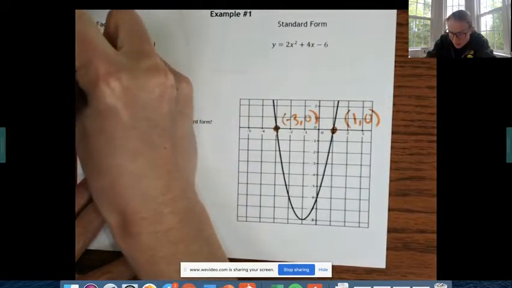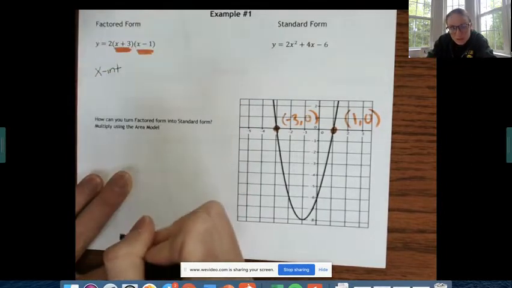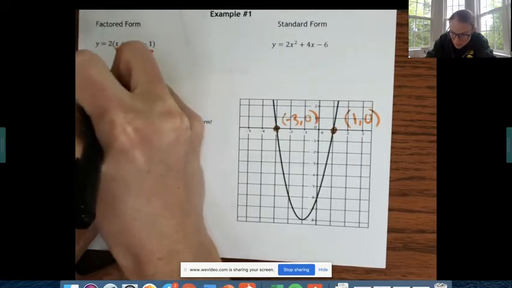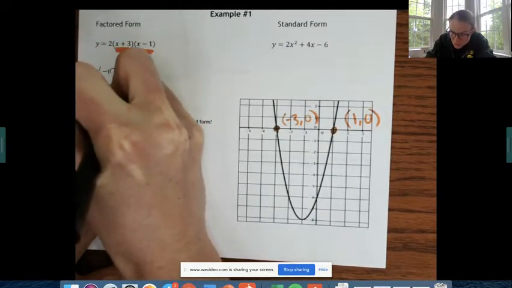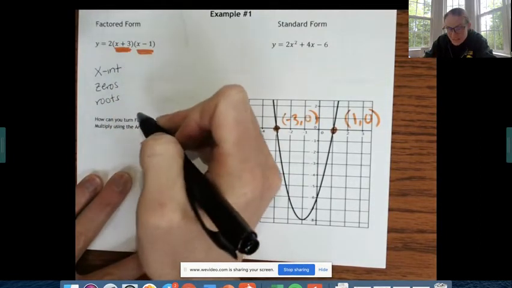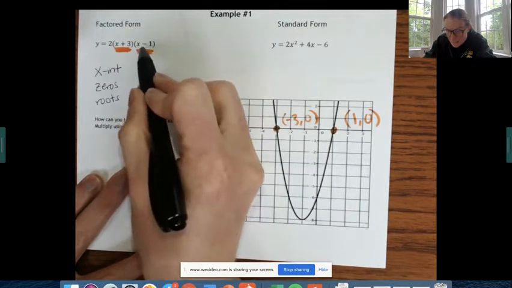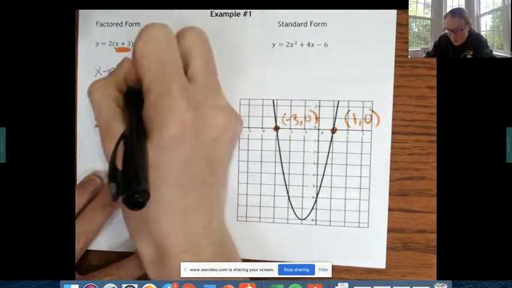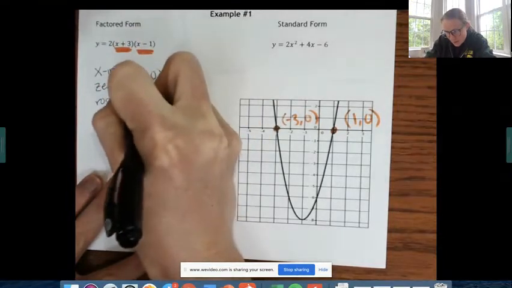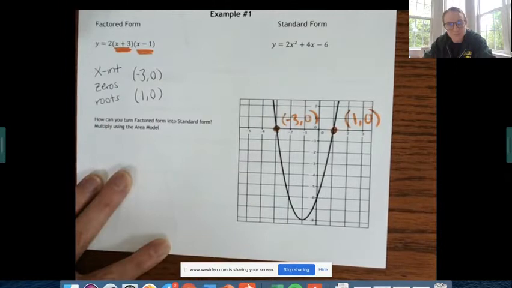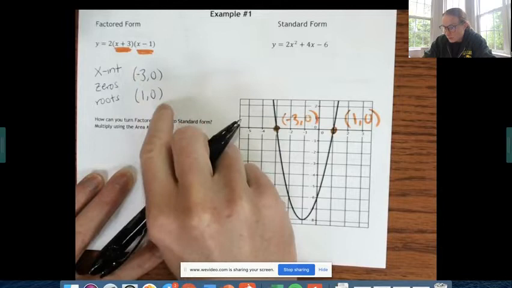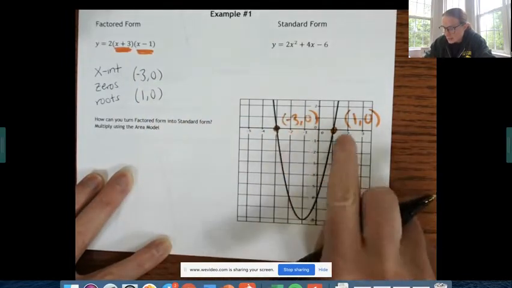So another word for x-intercepts that we learned about was also called zeros or roots. We can see that -3 plus 3 is going to make 0. And 1 minus 1 is going to make 0. So our two x-intercepts are going to be at -3, 0 and 1, 0. So we can now notice that from factored form, we can see these x-intercepts.